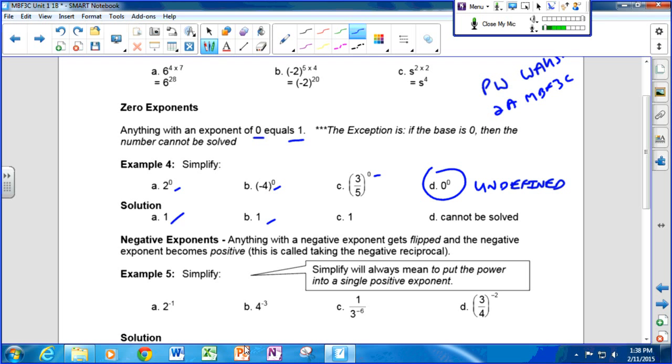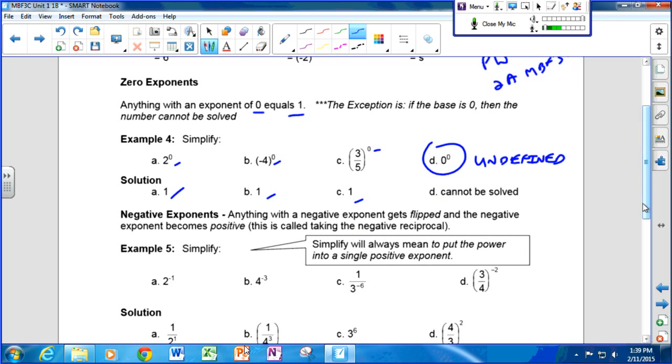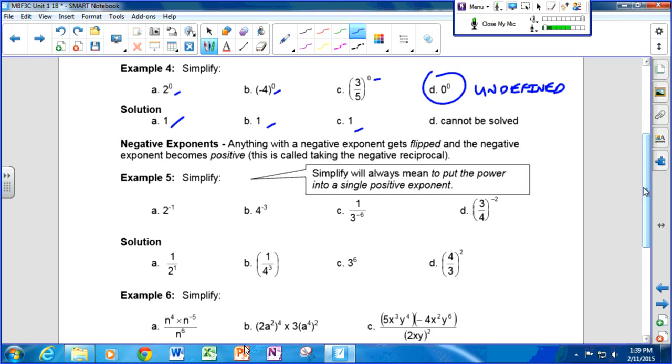Doesn't matter what it is. I can't really say much more than that. 1,000,000 to the power 0 is 1. But that's it. x to the power 0 is 1. Sometimes that can be very helpful in working through algebra problems. Now, for example 5, they're talking about negative exponents.